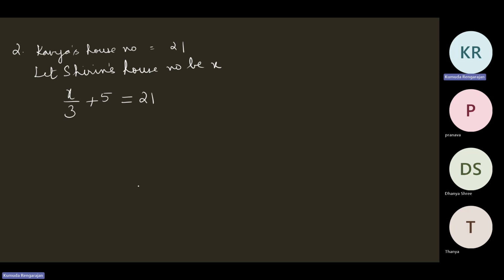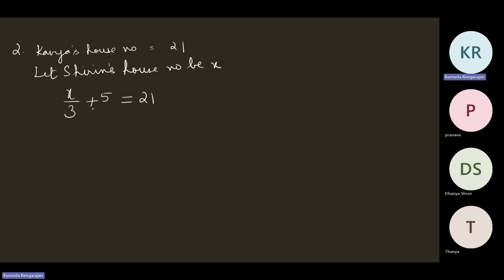Now, based on the above information, answer the following questions. Form an equation for the above situation. This is the equation. When it says form an equation, just form the equation and leave it. Don't solve the equation. Form the equation means just frame or construct the equation. Don't solve it. Next question is, what is the house number of Shireen?